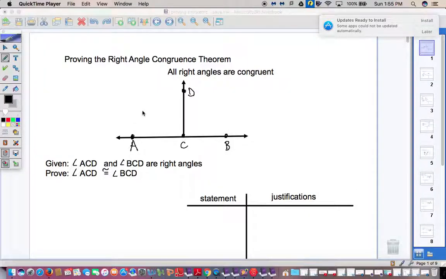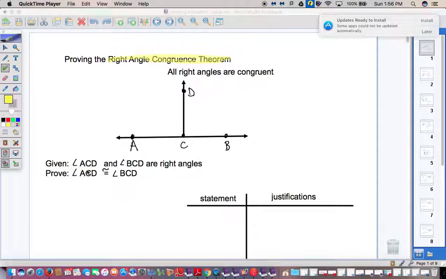Hello. Today we're going to be working on proving some theorems. The first theorem that we're going to look at is the right angle congruence theorem, and that theorem simply states that all right angles are congruent. So we need to remember what congruent means, and in geometry, we know that when angles are congruent, that means they are the same measure.